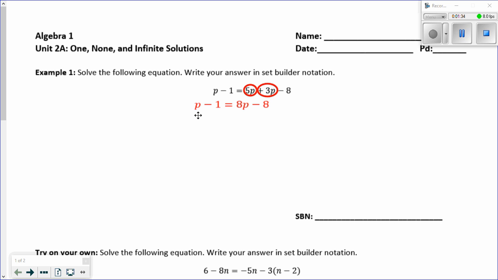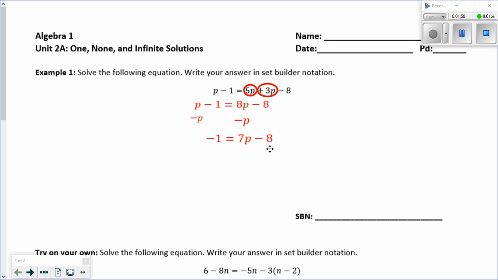So I am actually going to subtract p from both sides, just because this has a smaller coefficient. It means I have to subtract less, in my mind at least. So subtract p from both sides. These p's will cancel out, leaving just negative 1 equals, and 8p minus 1p is 7p minus 8. Now it's a two-step equation. I'm going to go ahead and solve for p.